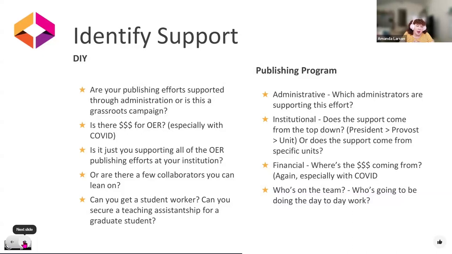Institutionally, does the support come from the top down, or does it come from specific units? The one model I was in at Penn State had the president and provost, and then units, and it all trickled down. Or it can happen among middle units. It could be that you're working with the Center for Teaching and Learning or instructional designers, and that's where the institutional support comes from. Again, where's the money coming from? We all want to know where's the money. And then who's on the team? You might have a larger publishing program, but who's going to do that day-to-day work? That's really important to know.